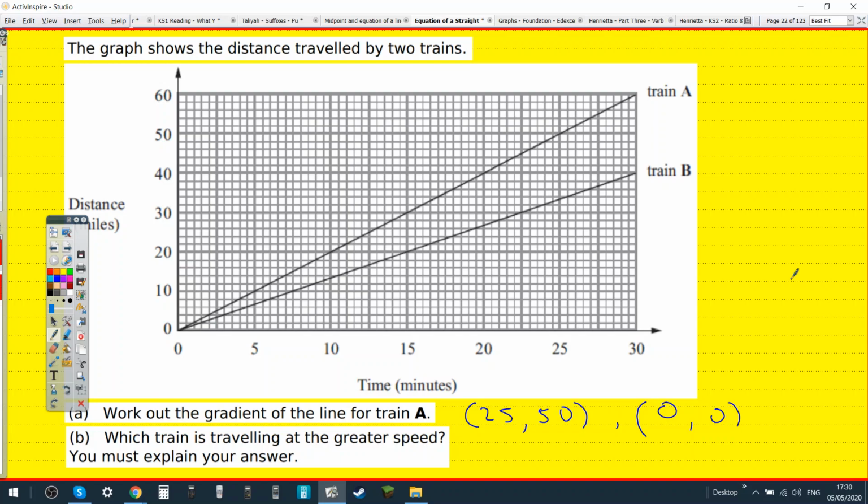So how can we get the gradient? Then you do 25 take away 0, which would be 25. Then you do 50 take away 0, which is 50. Then you do 50 divided by 25, which would be 2. So the gradient is 2. And B.